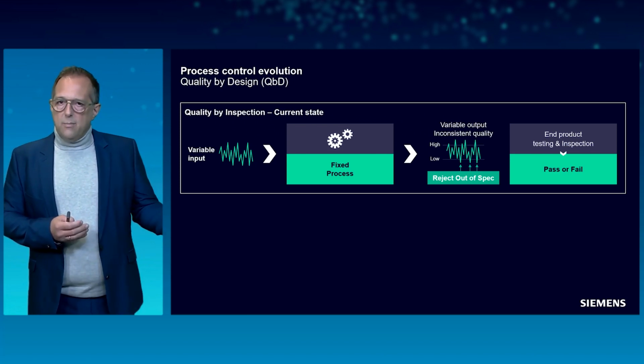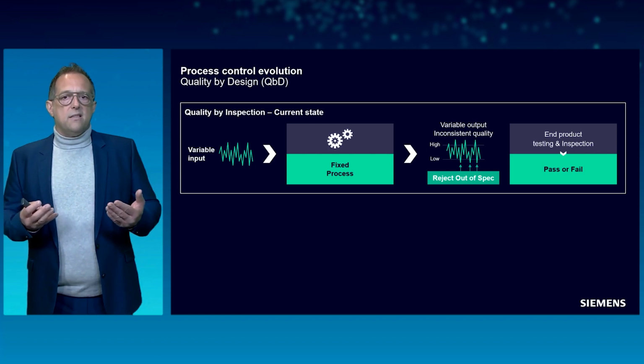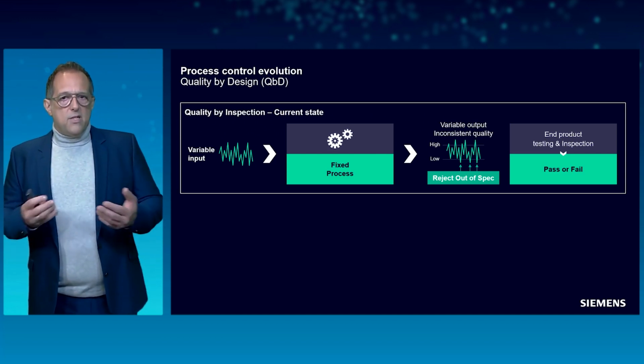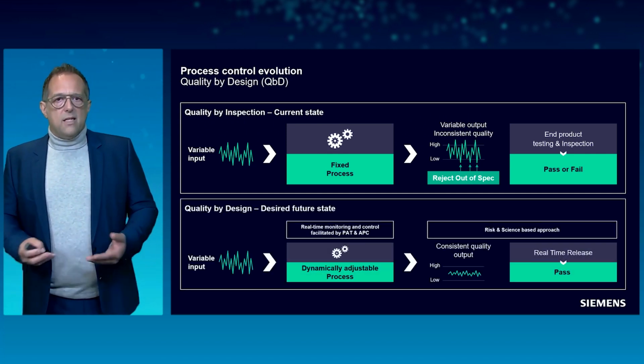And that is what we are then typically checking at the end of the line by taking some samples and having them analyzed in the lab. That approach, typically called the quality by inspection approach, is what we want to get rid of by moving into the direction of a quality by design-based approach.